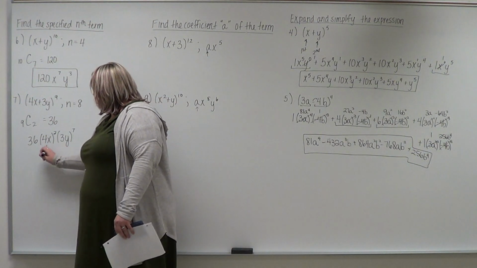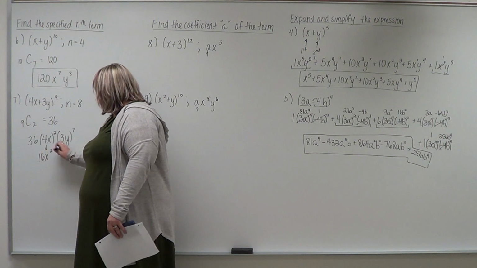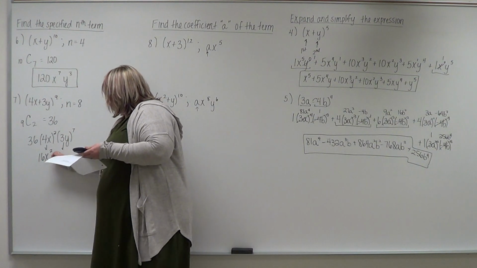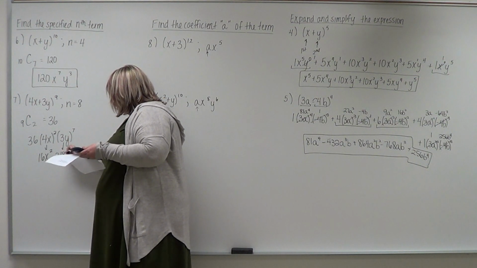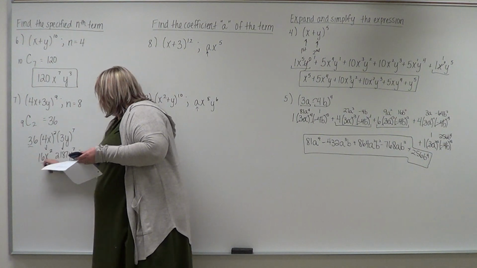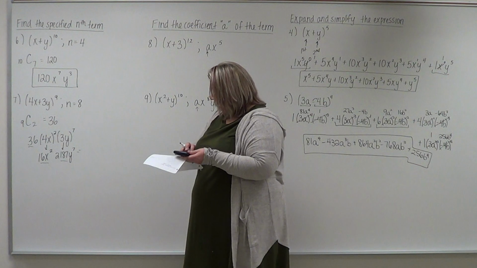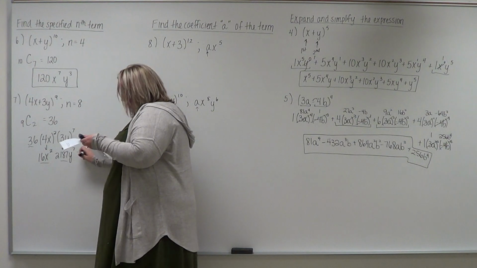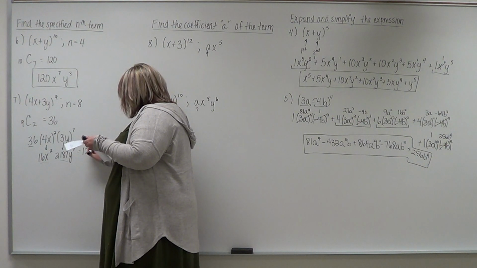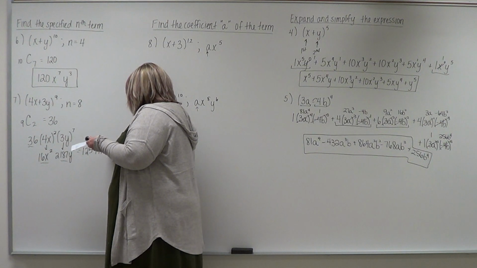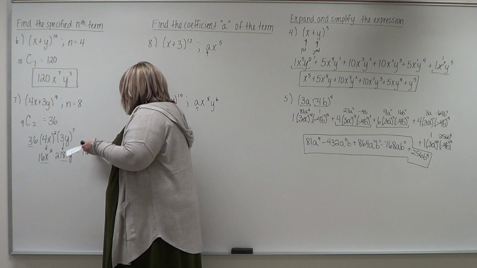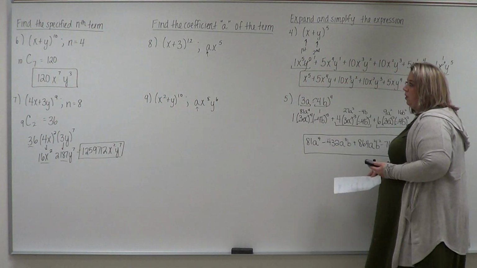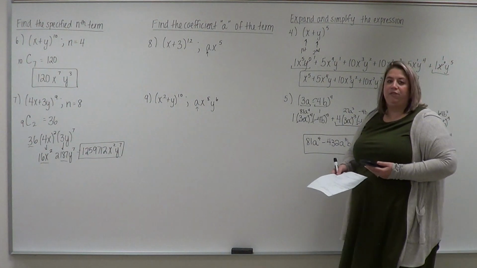Well, this would become 16x squared. And I don't know what 3 to the 7th is. 2,187 y to the 7th. And then I would multiply all of that together. So I get 1,259,712 x squared y to the 7th. Excuse me. Okay, so that's when you're finding the specified term, you're finding the whole thing.